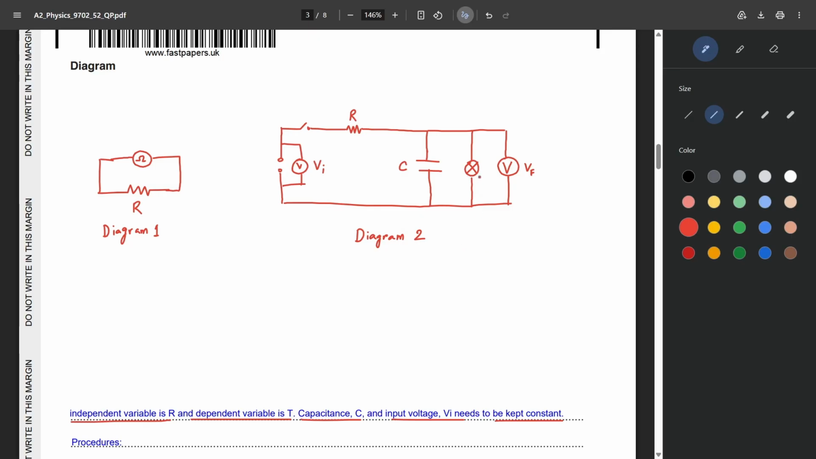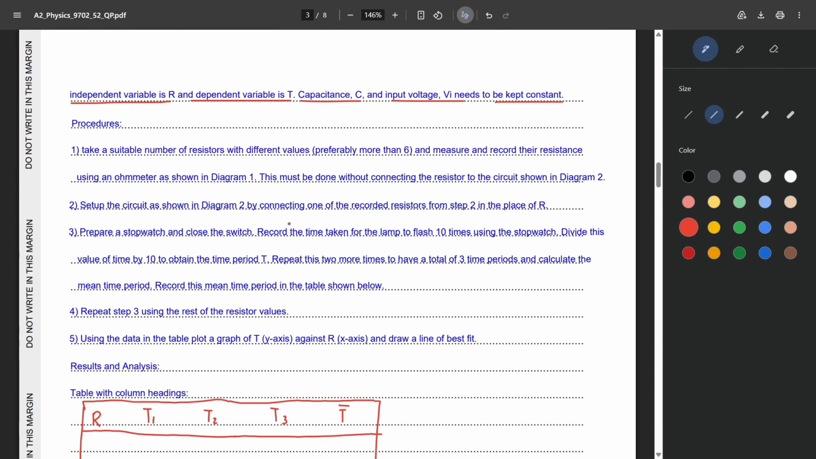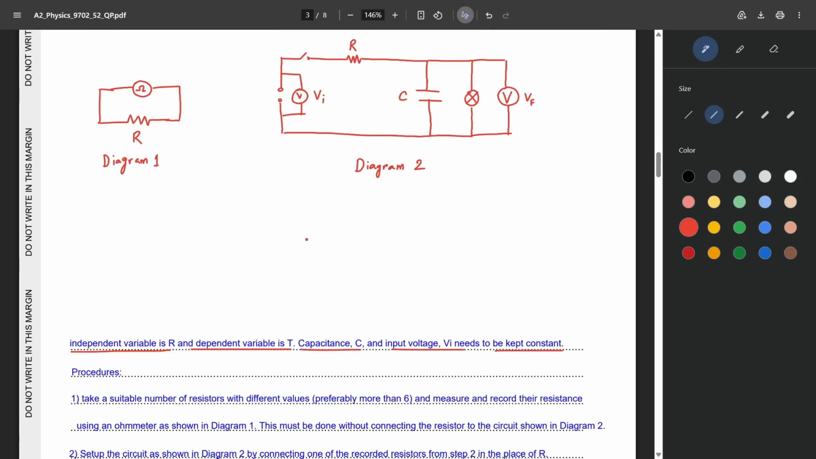If we measure the time taken for 10 of these flashes, we can divide that time by 10 to find the time period of a single flash. The time period of a single flash will depend on the resistance of these resistors. Now the procedures are given over here. We need to repeat the measurement of time period for every one of these resistors. After finding the time period for one resistor, we change the value of R and find the time period of the next. This way we repeat for as many resistors as we have, preferably 6 or more.